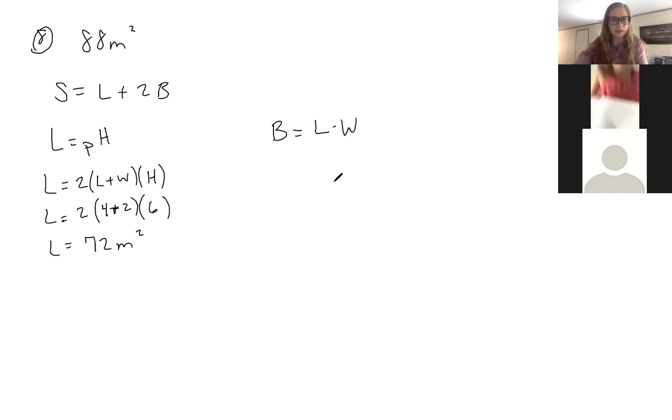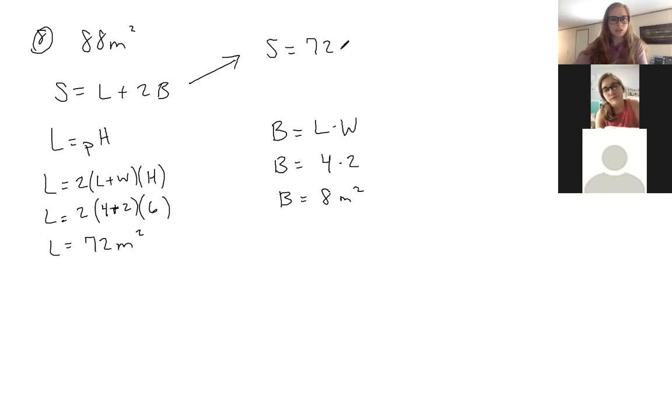Again, the base is a rectangle, so length times width. The length is 4, the width is 2. So the area of the base is 8 square meters. Let's plug that into our formula. Surface area is equal to 72 square meters plus 2 times the base, which is 8. 72 plus 16, surface area is 88 square meters.